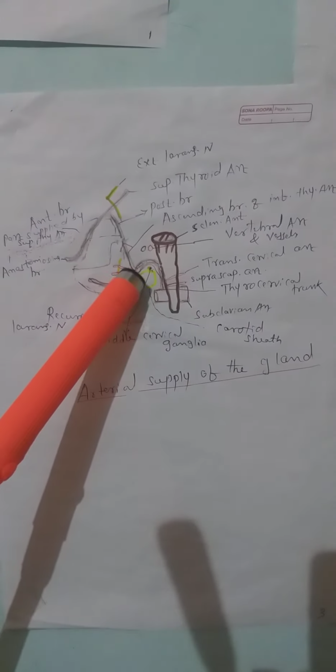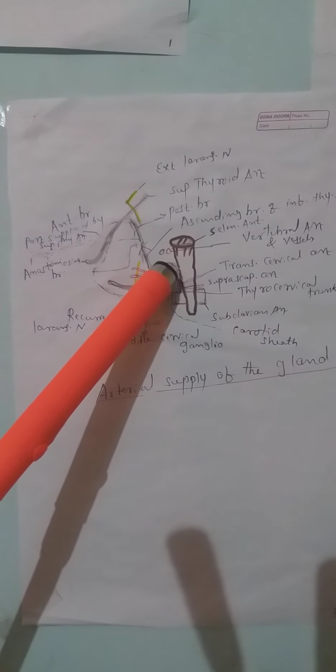Posteriorly, there is the middle cervical ganglia and carotid sheath. Anteriorly, the vertebral artery and vessels are here. Before piercing, it gives 4 to 5 branches, called glandular branches. These branches enter the gland. One thing has to be remembered: the recurrent laryngeal nerve, a branch of the vagus nerve.